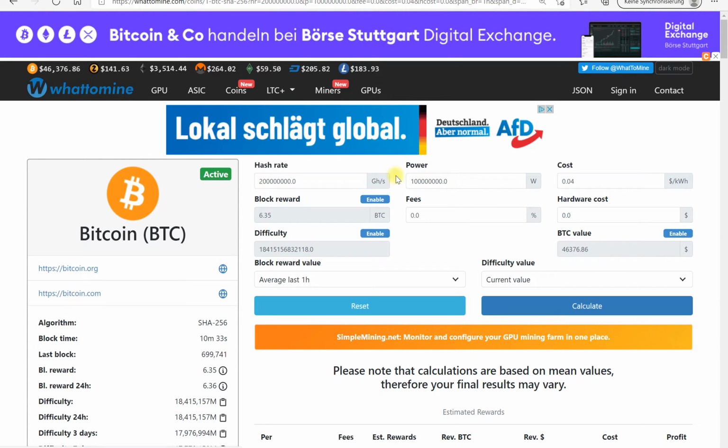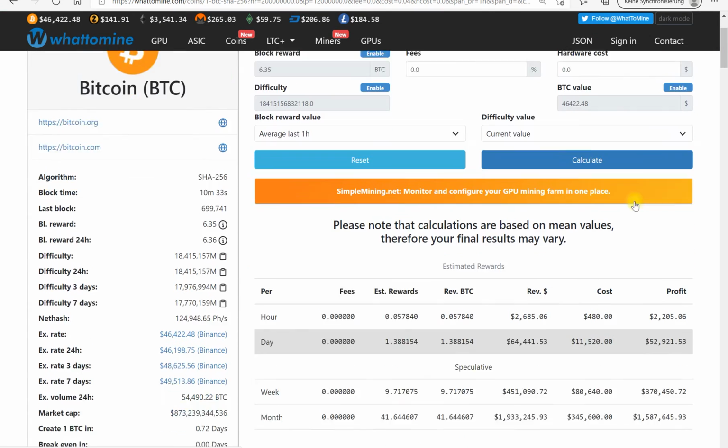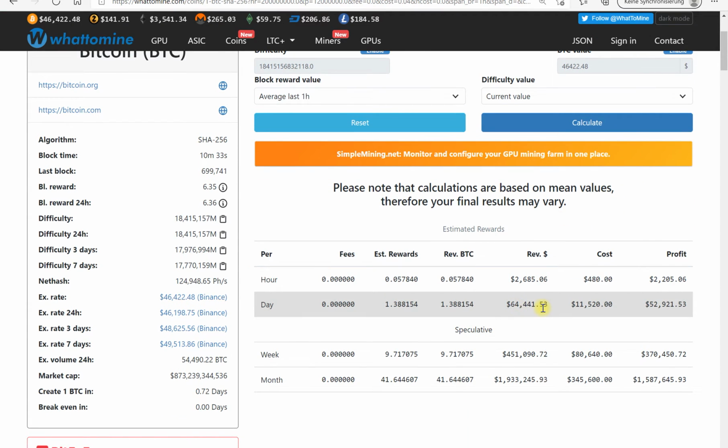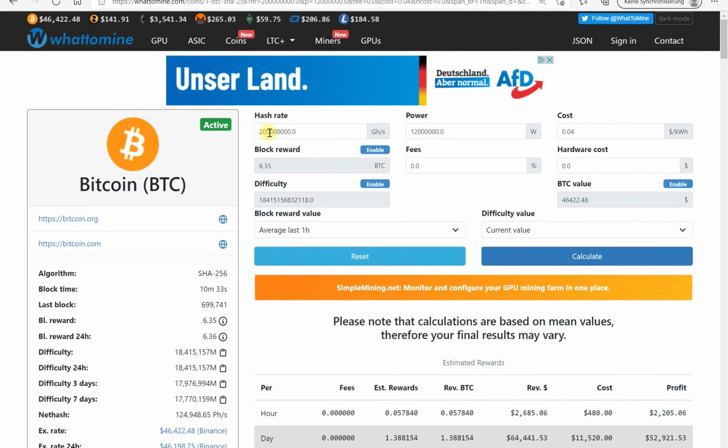Let's start here with Digihost, for example. They have 200 petahash right now, a power consumption maybe of something like 12 megawatts or so, not 100% sure, at 4 cents. So the daily revenue is at 64,000 right now for Digihost.